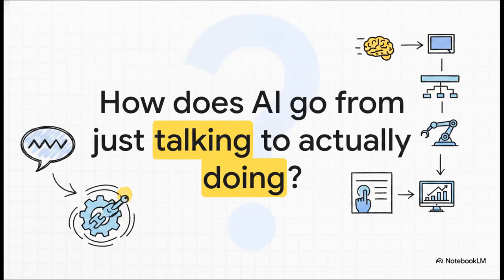Okay, let's dive into this. How exactly does an AI go from just spitting out text to actually doing stuff? Because we're witnessing a massive shift right now. We're moving away from those basic conversational models that just answer prompts, and we're heading straight toward dynamic, tool-using digital workers that operate completely autonomously. It's a real game changer.